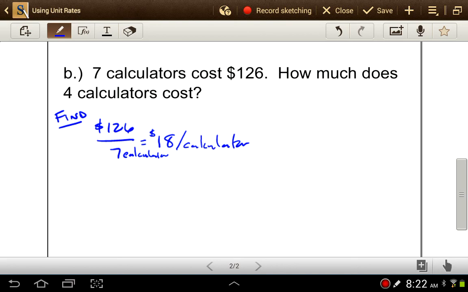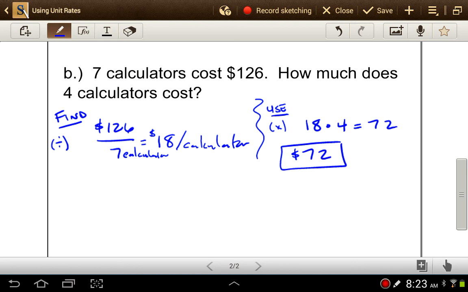Okay, now I want to use my unit rate. Now we're going to use the unit rate. So to use the unit rate, we multiply. To find, you divide. To use, you multiply. I'm going to take that $18 and I'm going to multiply it by how many calculators I want. 4 calculators. 18 times 4 equals 72. So how much is 4 calculators going to cost? It's going to cost us $72.